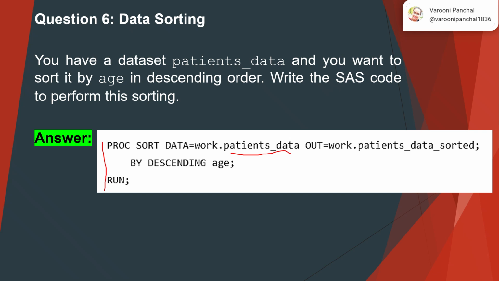So what I'll do is I'll mention an out equal to statement, and I'll output any changes that are done from this data set. It will appear in this data set, which is patients_data_sorted, and we are sorting by descending age. So this is the answer.